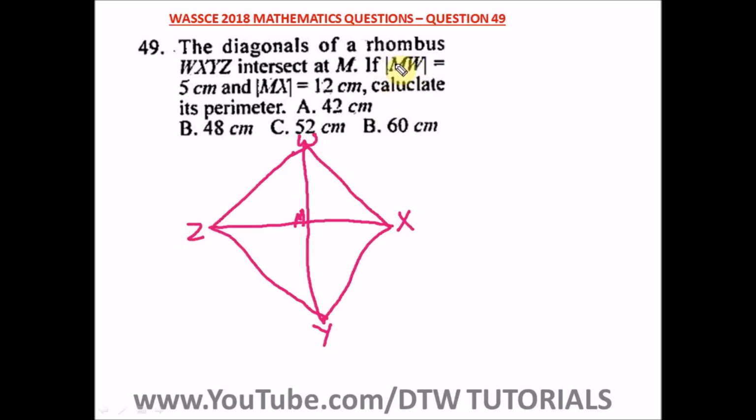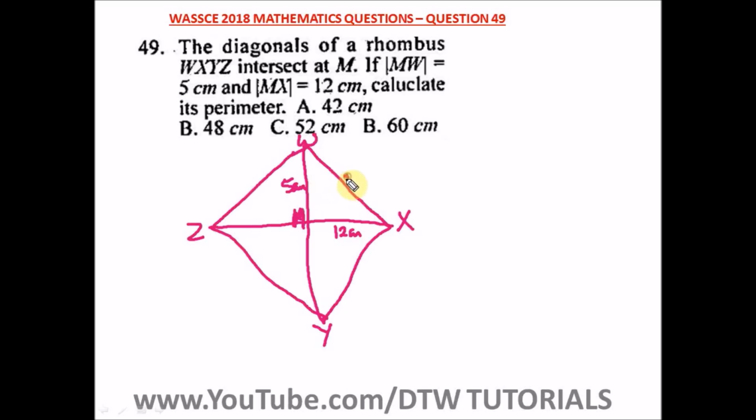If MW, this is M, right? If MW is equal to 5 centimeters, and MX is equal to 12 centimeters, calculate its perimeter. Okay, we should calculate its perimeter. Okay, the perimeter is the sum of all sides of the rhombus. So all we need to do is get this side.